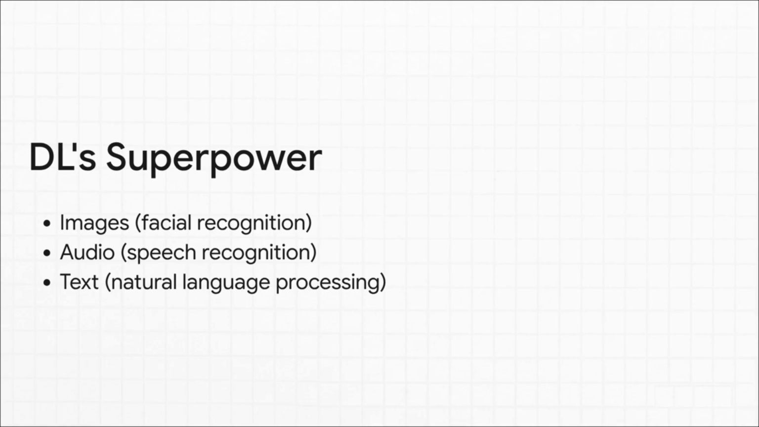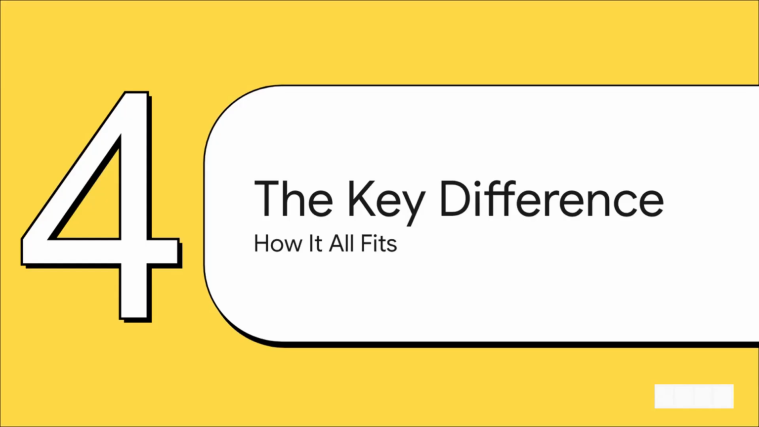And because it learns in this layered way, deep learning is amazing at handling messy, unstructured data. Things like images, audio, and plain old text. This is the engine that's powering facial recognition, the voice recognition in your smart speaker, and the crazy advanced language skills of today's chatbots.